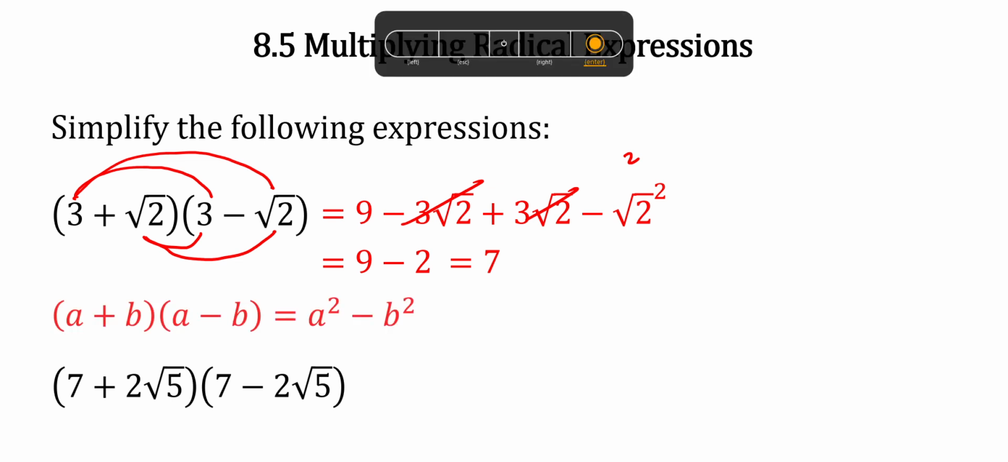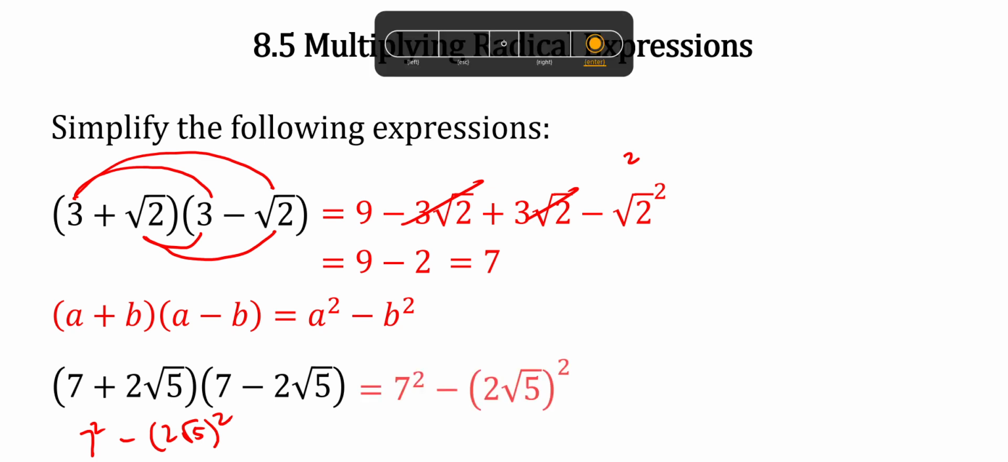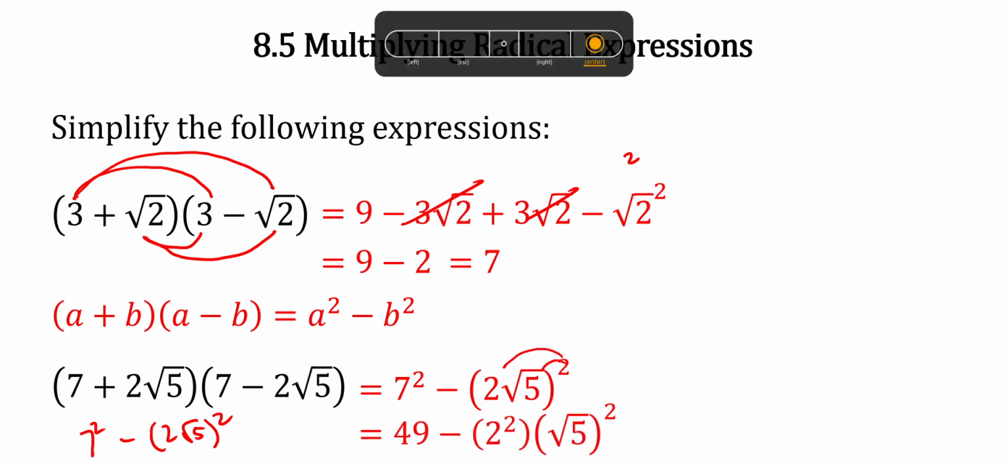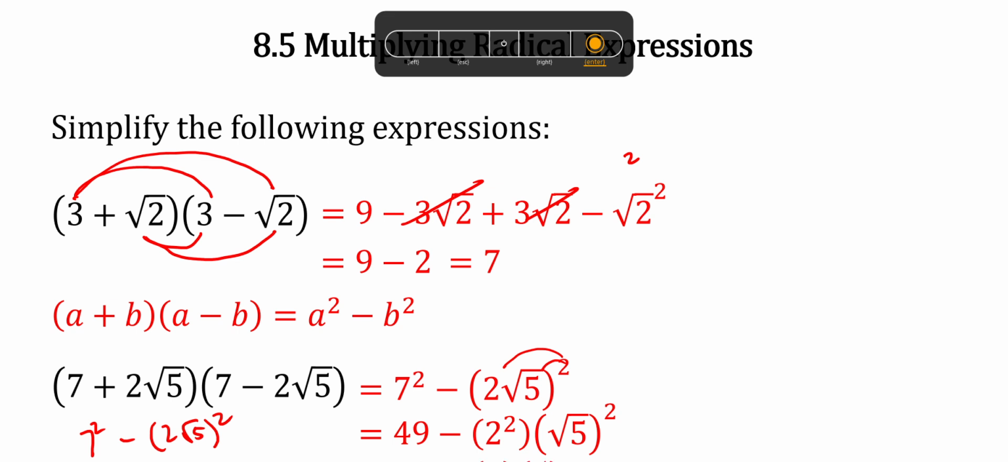Hopefully you recognize this as the difference of squares. The only thing that's different here is the plus and the minus. So if you can remember this and just follow this pattern, all you're going to do is 7 squared minus 2 square root of 5 squared. So this is 49. This you want to distribute. You're going to do 2 squared and the square root of 5 squared. 2 squared is 4. The square root of 5 squared is 5. So it's 49 minus 20, 29.